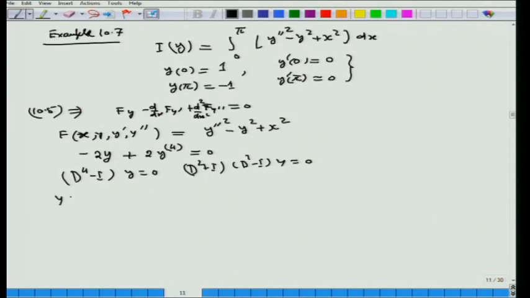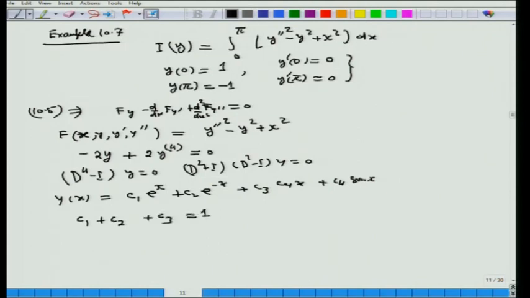And so, as before we get y of x equal to c 1 e to the power x, plus c 2 e to the power minus x, plus c 3 cos x plus c 4 sin x. Now, the conditions imply we have y 0 equal to 1. So, this is c 1 plus c 2 plus c 3 equal to 1. That is the first condition.